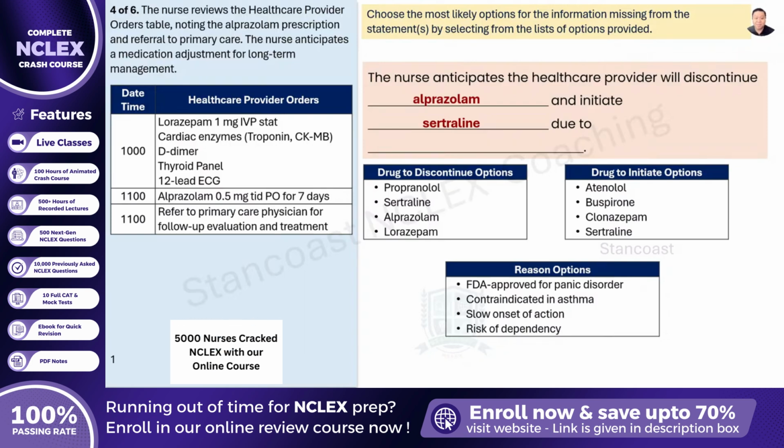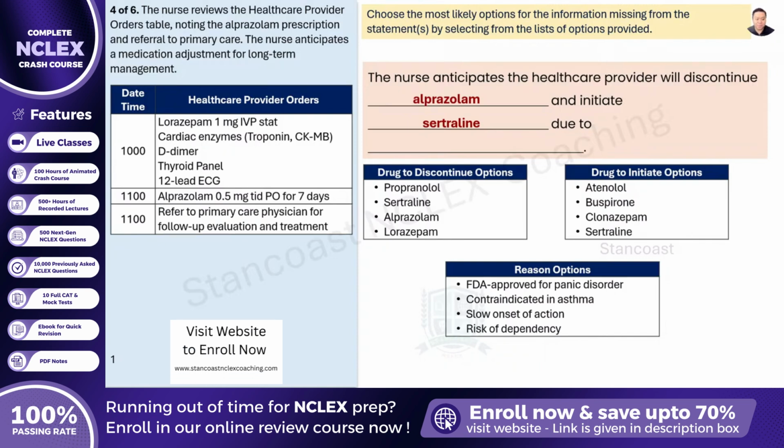Now, if you selected atenolol, this is not appropriate. This is a beta blocker like the propranolol. It can calm the physical symptoms of anxiety, but it does not treat the emotional or cognitive components of panic disorder. And it's not FDA approved for panic disorder as well. So if you're choosing this one, well, you're probably not really understanding the comprehensive psychiatric treatment of panic disorder. So pay attention.